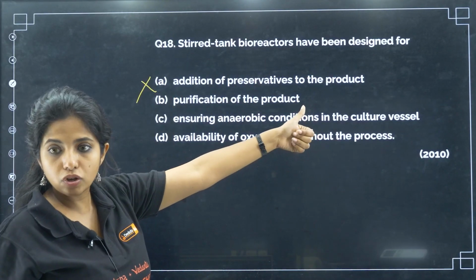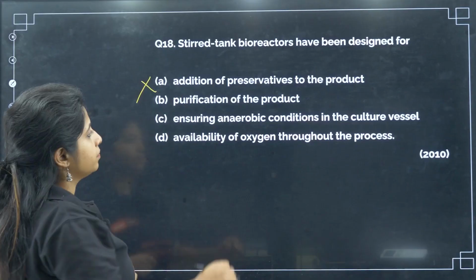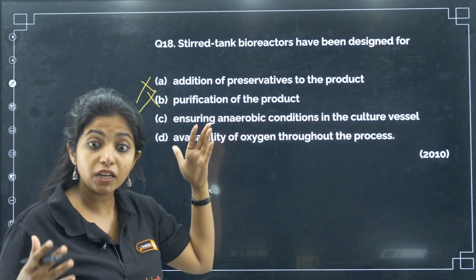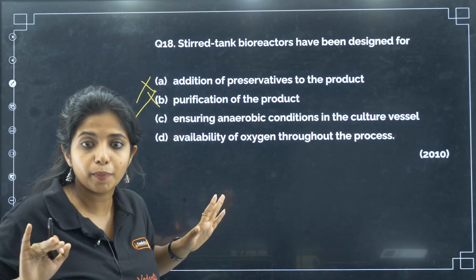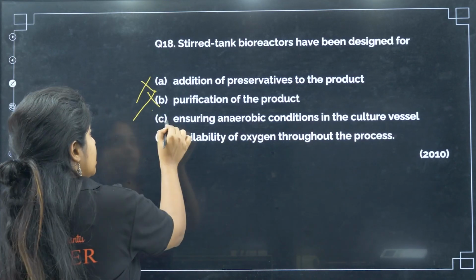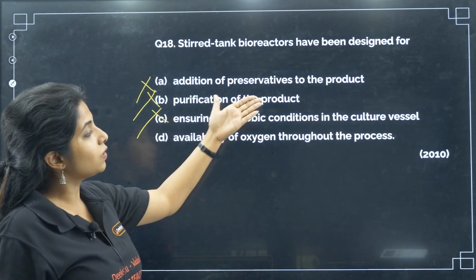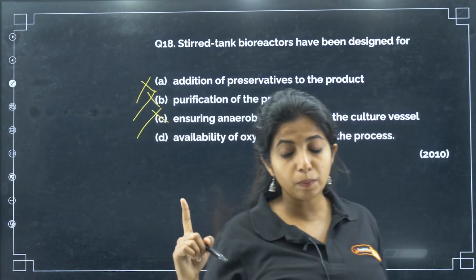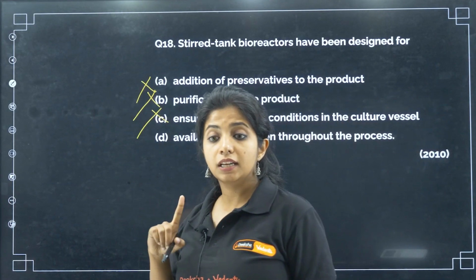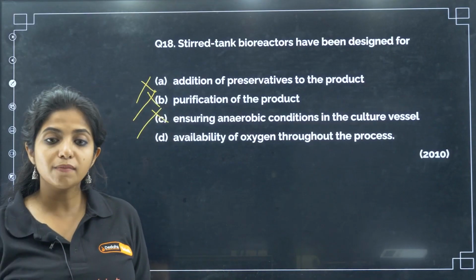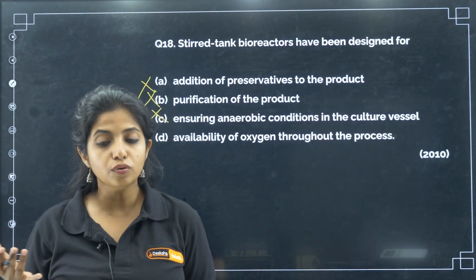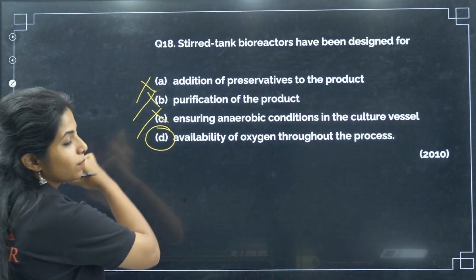Purification of the product? No. Ensuring anaerobic conditions in the culture batch? You need aerobic conditions, not anaerobic. These are aerobic organisms, you need air, so this is wrong. Availability of oxygen throughout the process. Yes, that's why you need stirred tank bioreactors, because they keep repeatedly stirring and supplying all the important components necessary for the organisms to grow. So your answer would be this.